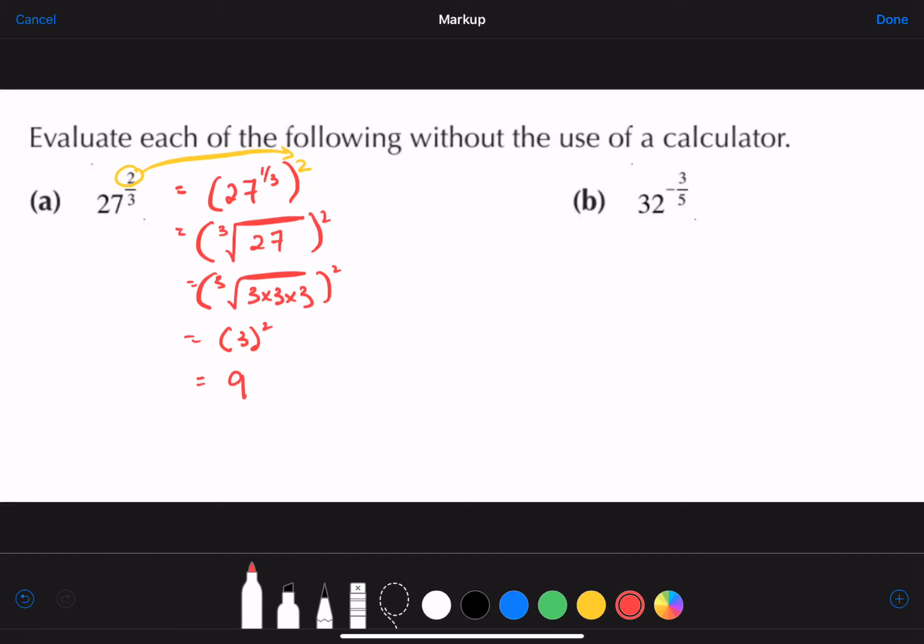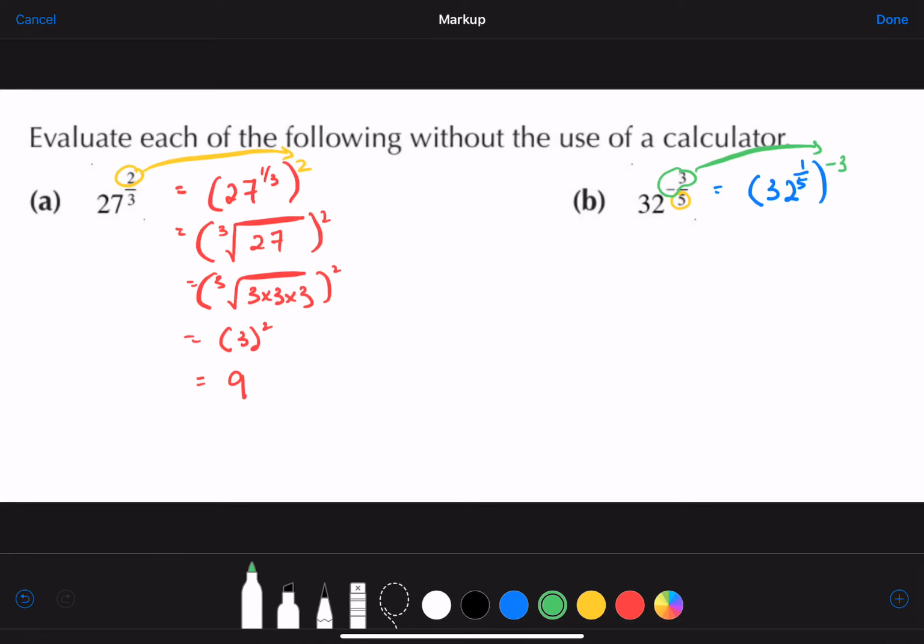So what if we have this case where we have a negative power? What then? Same thing, you will notice that the bottom number is actually a 5 down here. So let's write that one as a fractional. So we can write it as 32 to the power of 1/5. It's the denominator. And negative 3, we are going to write it on the outside.